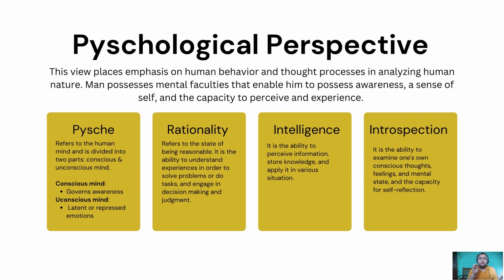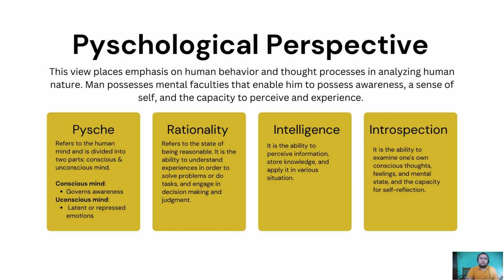Next, rationality, or the state of being reasonable. It is the ability to understand experiences in order to solve problems, do tasks, and engage in decision making and judgment. Next would be intelligence, or the ability to perceive information, store knowledge, and apply it in various situations. Also, the next one is introspection, or the ability to examine one's own conscious thoughts, feelings, and mental state, and the capacity for self-reflection.